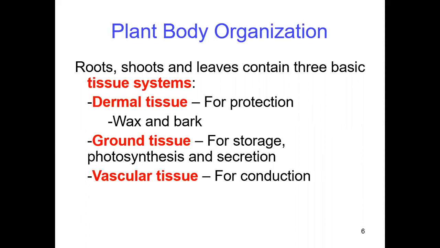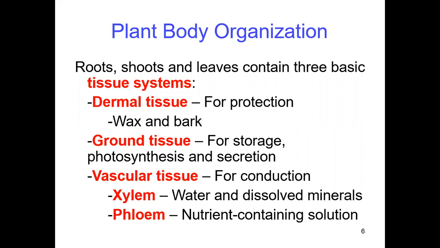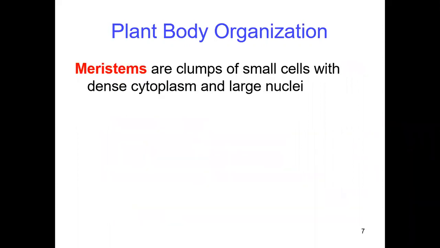Next is the vascular tissue system. This tissue system is useful for the conduction of water and minerals, vice versa here. Especially in the vascular tissue system, two systems are important. One you call xylem, another is called phloem. Xylem is responsible for water and dissolved minerals, while phloem is responsible for nutrient-containing solutions here. So this is what we want to study, this vascular tissue system.